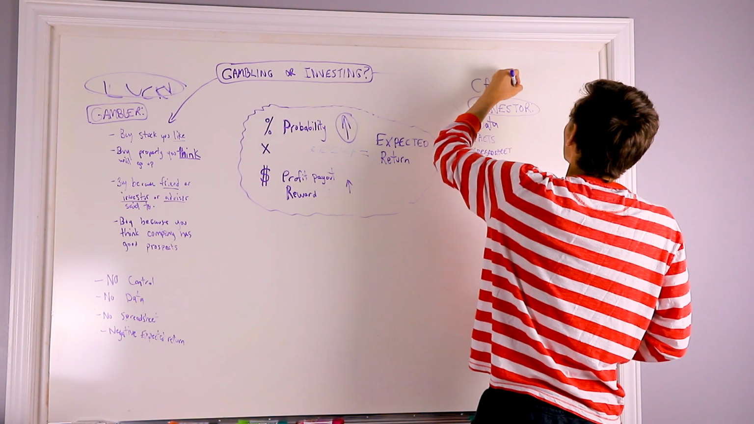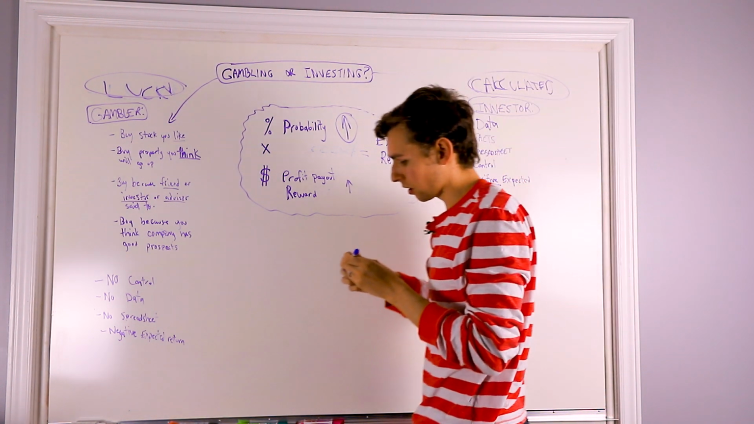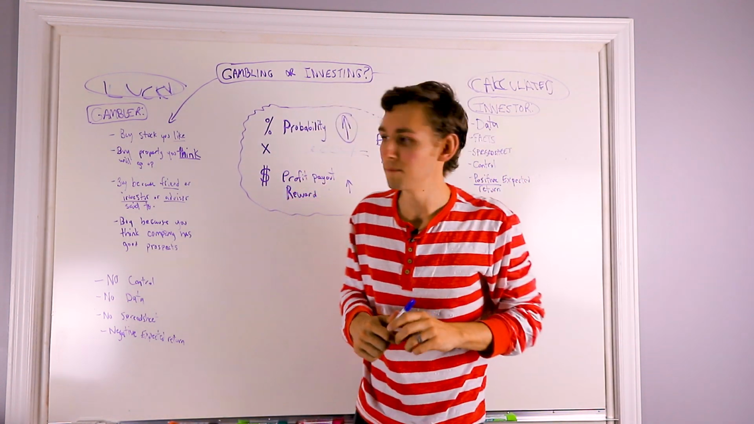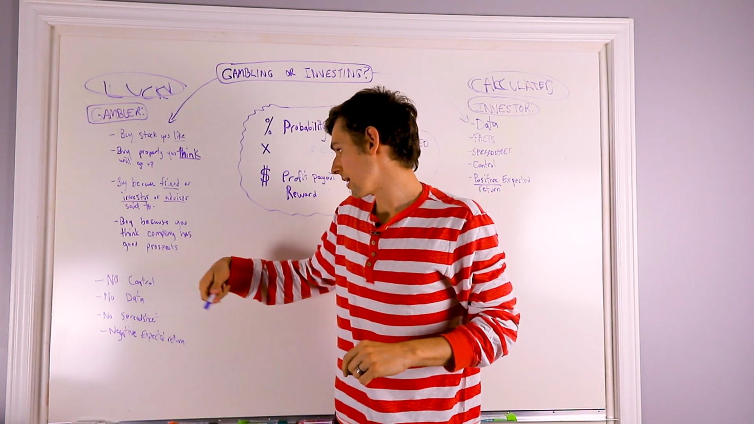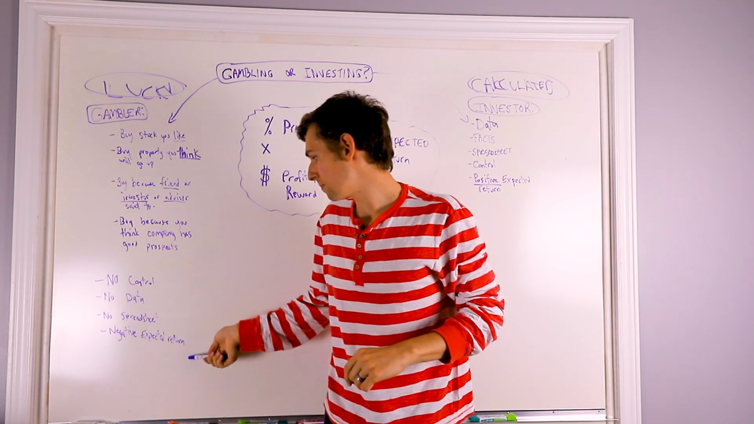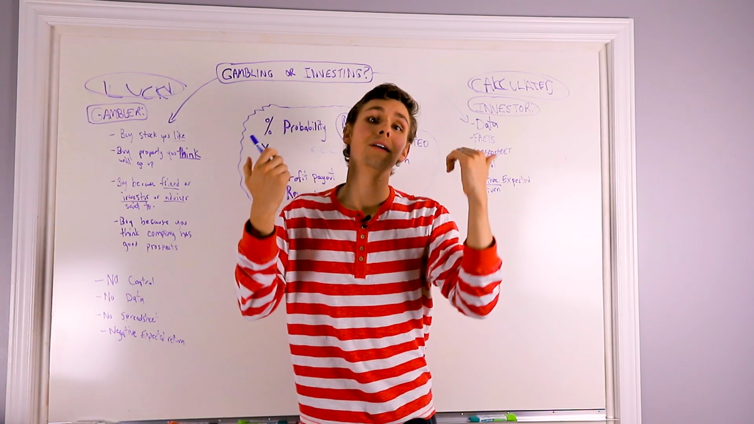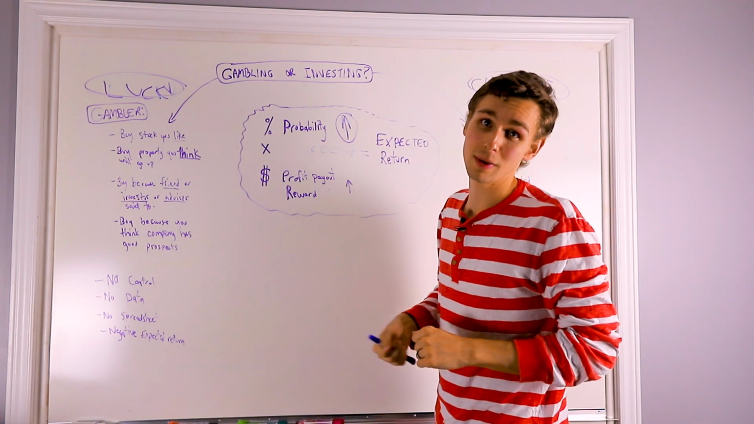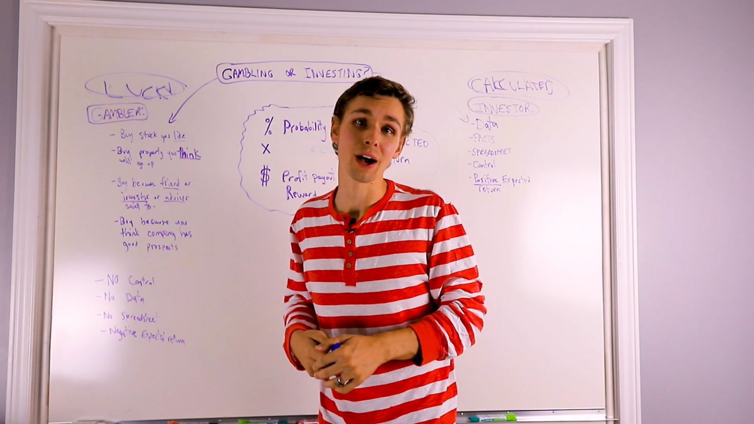Gamblers are lucky. Investors are calculated. They don't get lucky. They build it into their model. They're going to make money whether the market goes up or not. And it's okay, so no control, no data, no spreadsheet, and a negative expected return if you look at the equation to determine whether there's going to be a probability of a good payout at the end of the day.